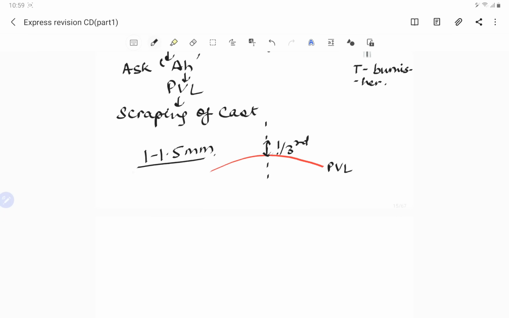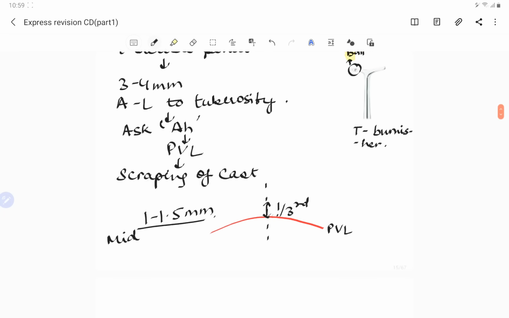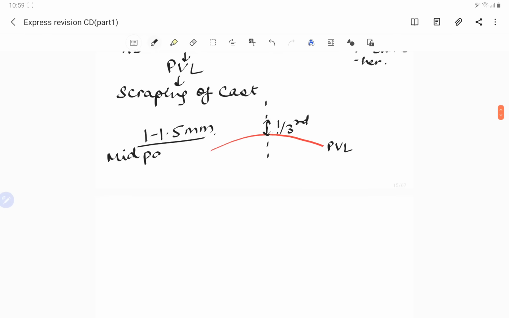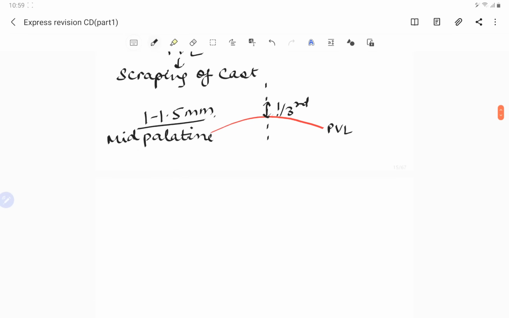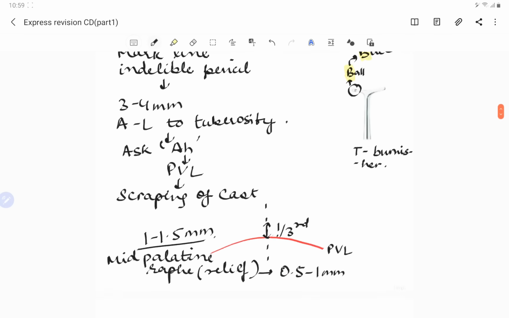In the mid palatine raphe area, we cannot put more pressure because we have already studied that the mid palatine raphe is a relief area. We cannot go much deep. So in the mid palatine area, we scrape 0.5 to 1 millimeter. This is the conventional approach.